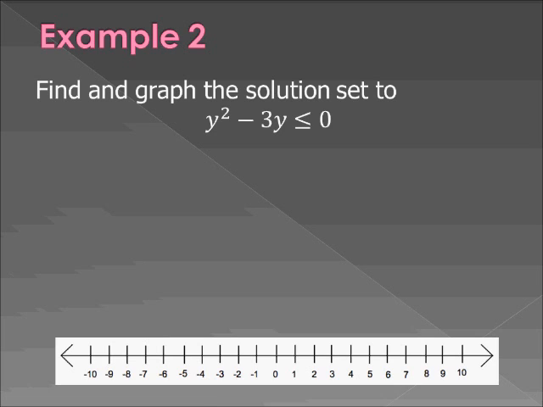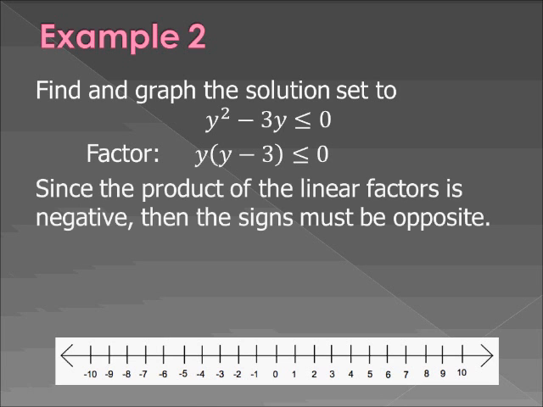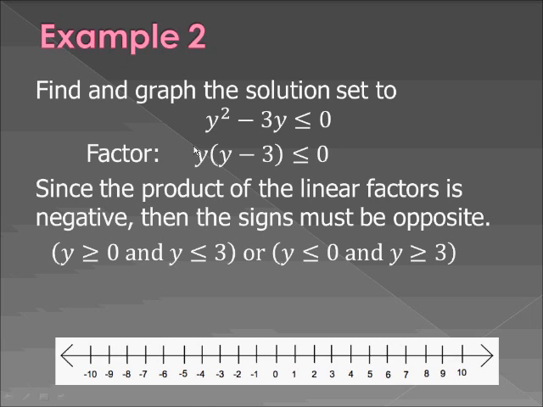Alright, example 2. Find and graph the solution set to y squared minus 3y is less than or equal to 0. So the first thing you're going to do is factor just like you did before. So we'll factor out a y, and we get y times y minus 3 is less than or equal to 0. So since the product of the linear factors is negative or 0, then the signs have to be opposite. So if y is positive, in other words, if y is greater than 0, then this term is positive. This quantity has to be negative, which means y has to be less than or equal to 3.